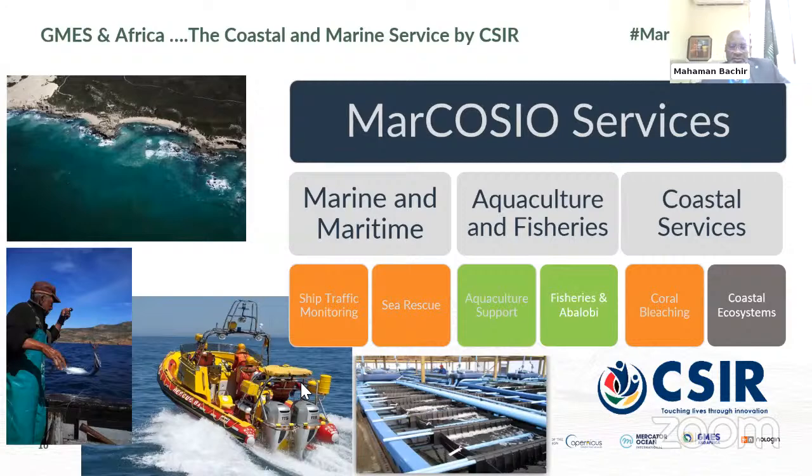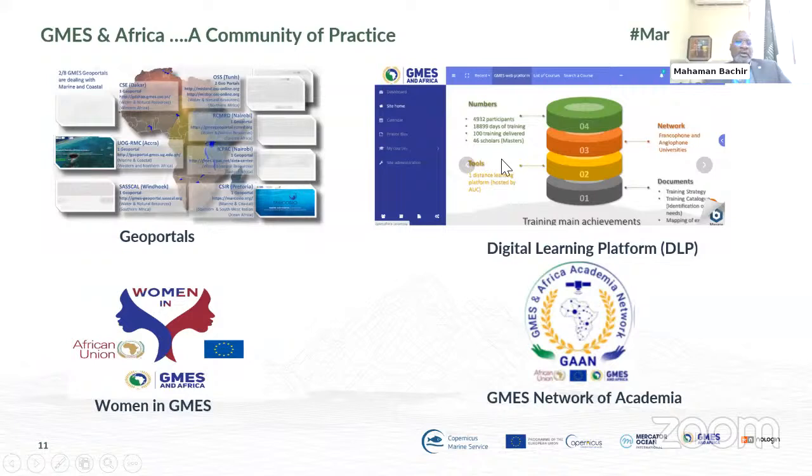So it's really to tell you in terms of products and services under GMS and Africa related to coastal and marine, a lot is really done by the two consortia. So GMS and Africa, it's a community. Within these eight consortia, we have eight geoportals, which bring a huge community of users. I highlight just here the two for the University of Ghana and the CSIR, but you have eight geoportals fully functional, bringing a huge community of users of products based on processing of Copernicus data.